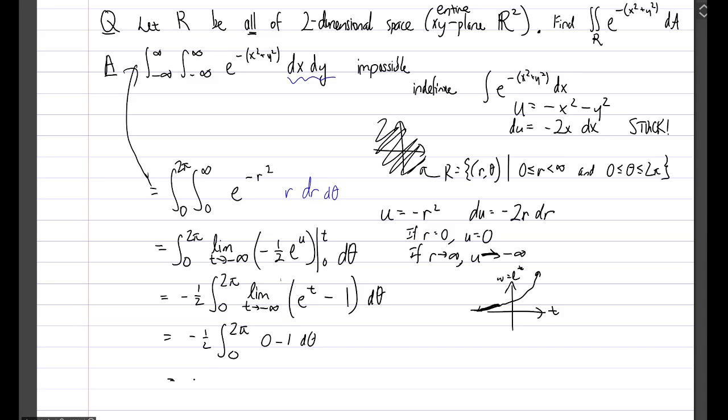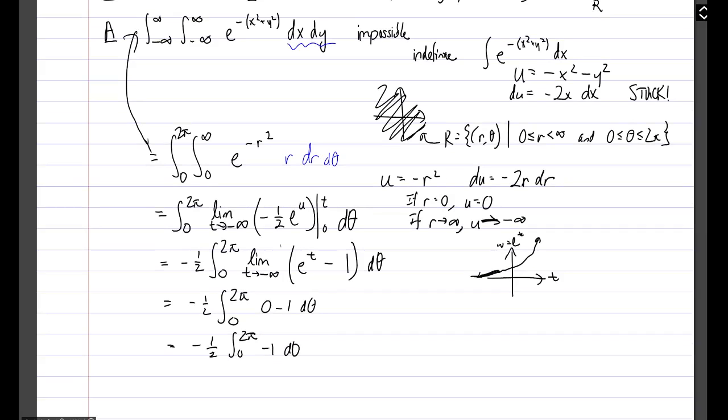In other words, negative 1/2 integral 0 to 2 pi of negative 1 d theta. And so copying the negative 1/2, we need to integrate negative 1 with respect to theta. So that'll be negative theta evaluated at 0 and at 2 pi. In fact, let's just cancel minus sign with minus sign. So what we really have here is theta over 2 evaluated at 2 pi and at 0. When you plug in 2 pi for theta, 2 pi over 2. When you plug in 0, 0 over 2. So you just end up with pi.